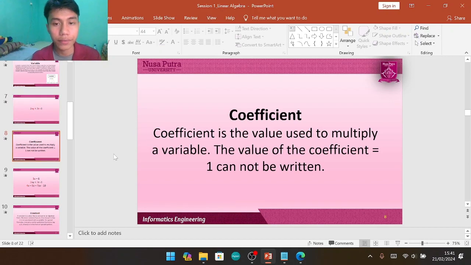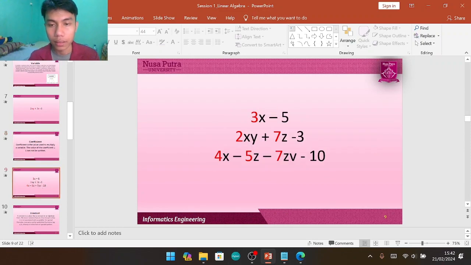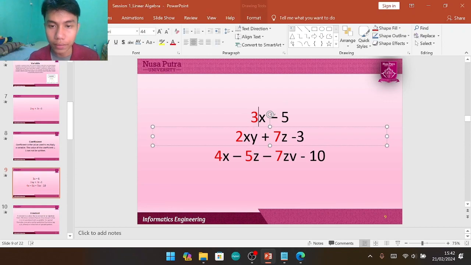Okay, next, coefficient. A coefficient is the value used to multiply a variable. A coefficient value equal to 1 is not written. Generally the coefficient is placed in front of the variable, like two, like there. This is the example for the coefficient.